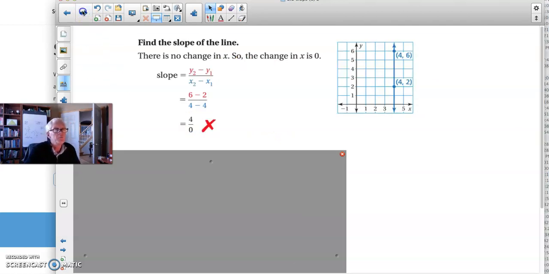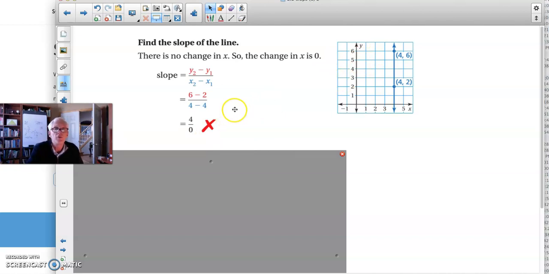On the same token, all vertical lines, there is a rise, but there is no run. So when I plug in these numbers, if you're confused, just plug in the numbers. 6 minus 2 is the change in y. 4 minus 4 is the change in x. You end up with 4 divided by 0. That is undefined. You cannot mathematically divide by 0. So when you have vertical lines, the slope will be undefined.